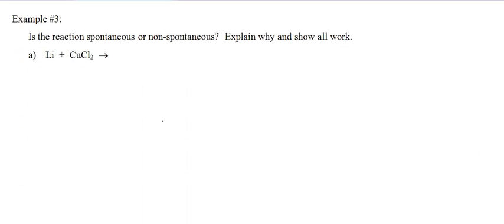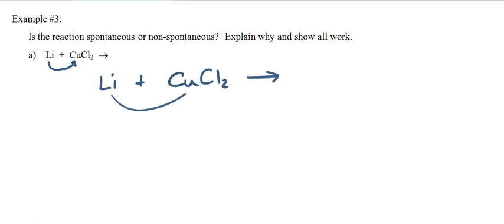Example number 3, it says, is the reaction spontaneous or non-spontaneous, and explain why, and then show all your work. All right, so we're looking at a single replacement reaction here, and the question's asking, will the lithium replace the copper in this reaction? So what we'll have is, we'll have lithium metal plus copper chloride, and if the lithium is capable of kicking the copper out, then we'll form lithium chloride. Now again, lithium has a +1, chlorine -1, and forming copper metal.